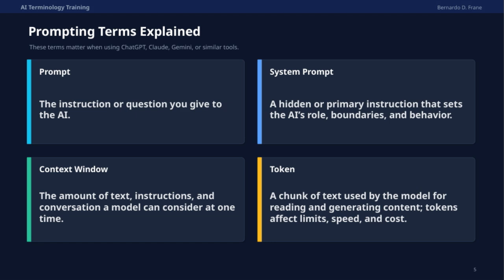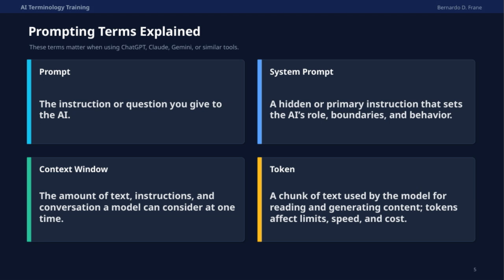First up is token. Think of tokens as the building blocks of the text. It's the amount of text, instructions, and conversations that the model can consider at one time. This directly impacts the model's limits, how fast it can respond, and the overall cost of processing.